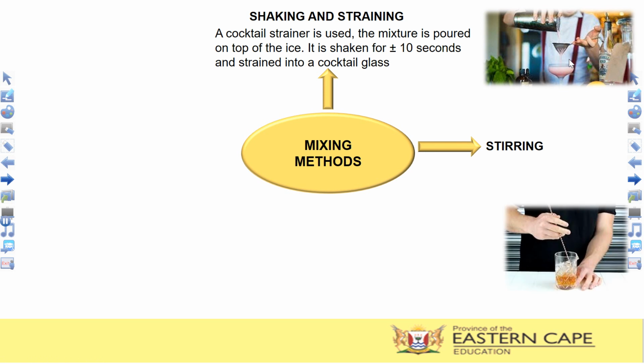Stirring is another mixing method. The mixture is stirred with ice in a mixing glass. Thereafter, it is strained into the cocktail glass. As you can see here, the stirring spoon is the long spoon.